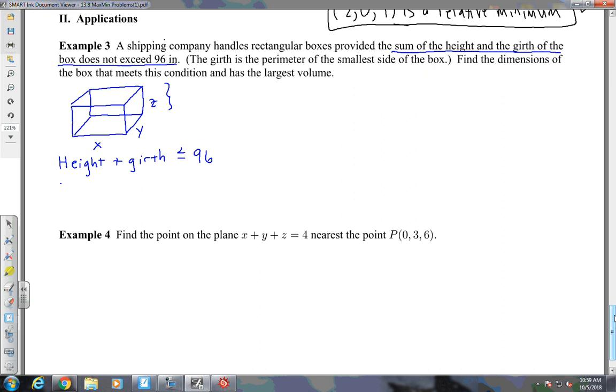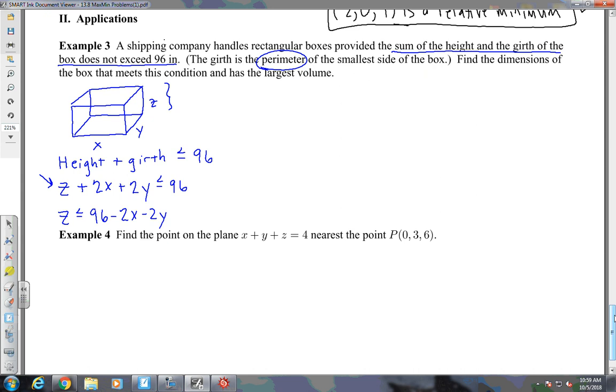The height of the box is Z. The girth is the perimeter of the smallest side. The perimeter of our base there is 2x plus 2y. We need to make sure that stays within 96. Now let's go ahead and isolate the height. The height Z will be 96 minus 2x minus 2y.